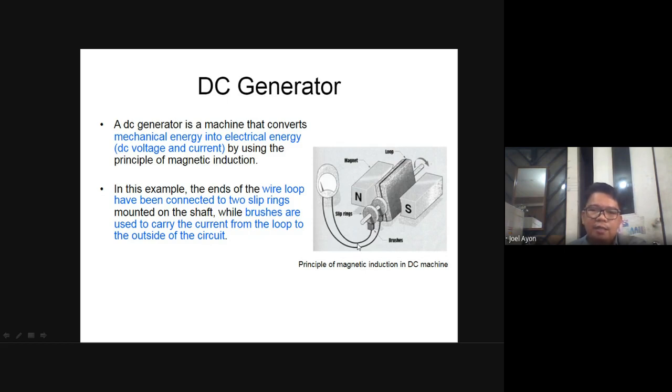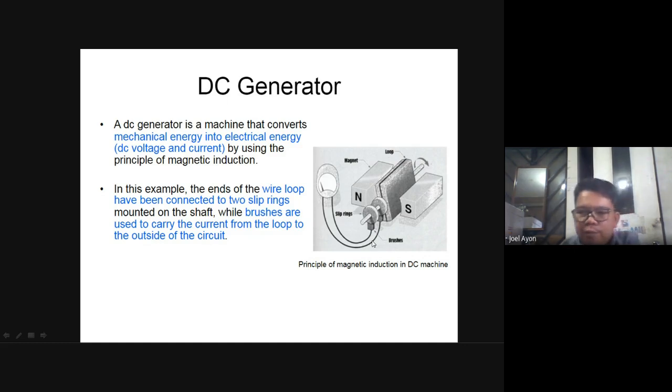But take note, slip rings are used in AC machines, an AC motor or an AC generator. Because again, in DC machines we use a commutator. Now the counterpart of the slip rings is the commutator.